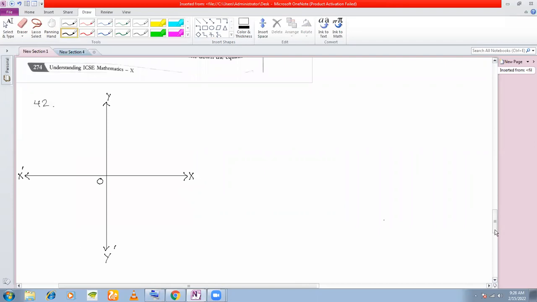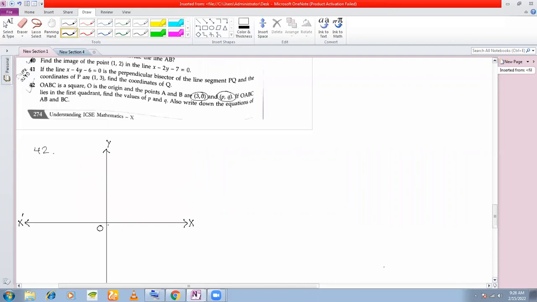Now this OABC, this is one vertex of the square, O, right? So its coordinate is 0, 0. And this square lies in the first quadrant. This is given here. So OABC, that means this is how your square will look like. So O, A, B, C.